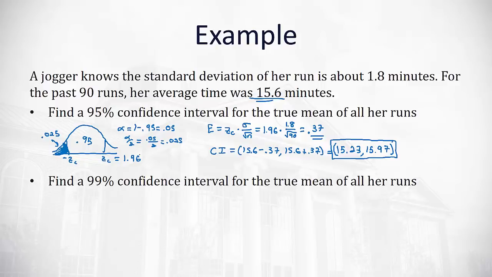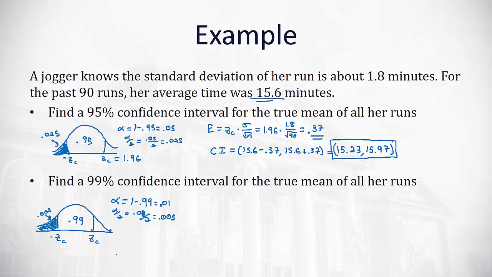So let's again draw a picture to get started, following much the same procedure. But this time we want 99% or 0.99 in the middle, which means alpha, the tails, is 1 minus 0.99, or 0.01, which means each tail individually, dividing by 2, is 0.01 divided by 2, which is 0.005. That is the area in the left tail.